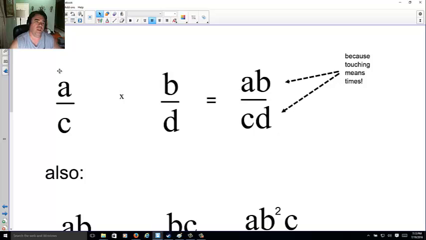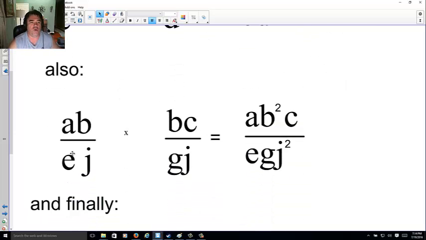And look at this. A times B. Now, I don't know what they are, but A and B can touch, because touching means times, so A times B is just AB. And C times D is CD. So really what you have is AB over CD. If you're having a little trouble with this, I will go over it next day in class. Don't worry about it, but this is algebra. And hey, since we're doing one thing, let's teach you algebra as well.